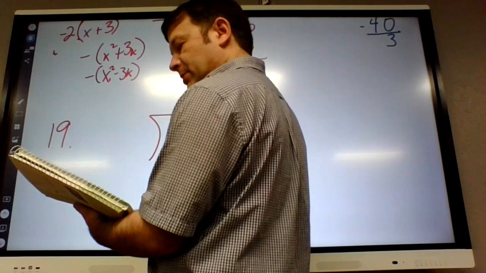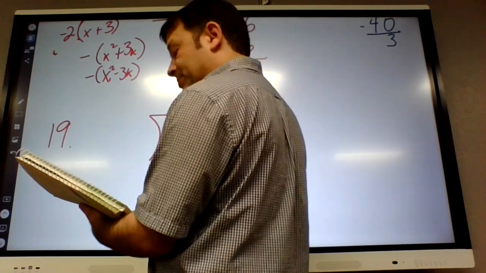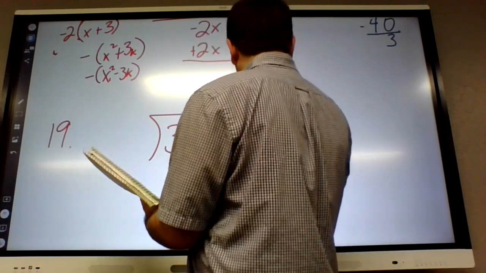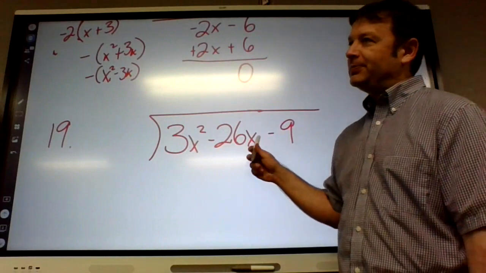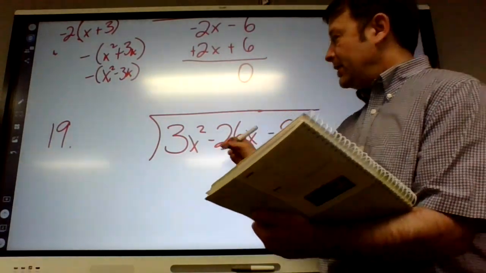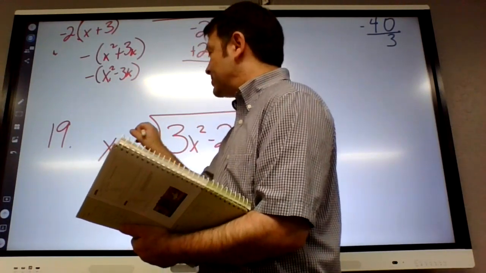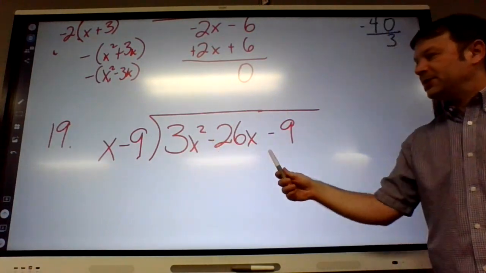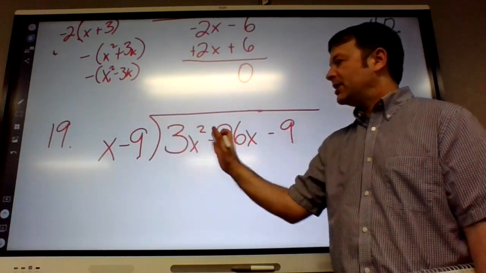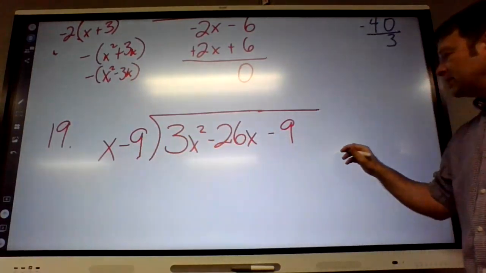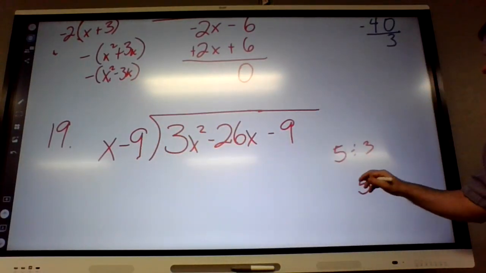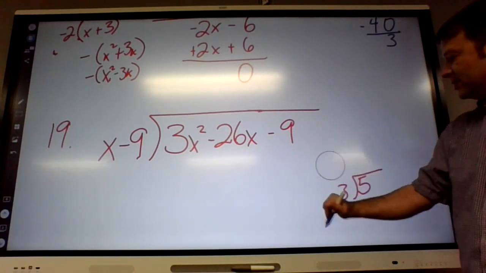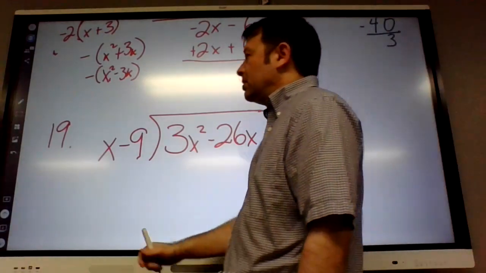So the thing that's being divided goes in the box. 3x squared minus 26x minus 9. Called the dividend. I'm not going to make you remember that, but the thing that it's being divided by is called the divisor. And then the answer is the quotient. So anyway, that first thing actually goes in the box. Remember when you do the division box, it actually kind of writes backwards. Like 5 divided by 3 looks like that. Anyways, let's try.